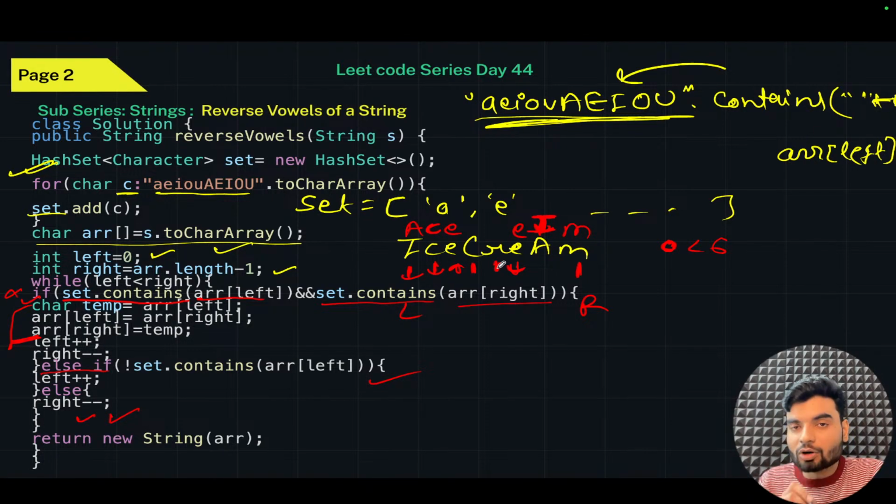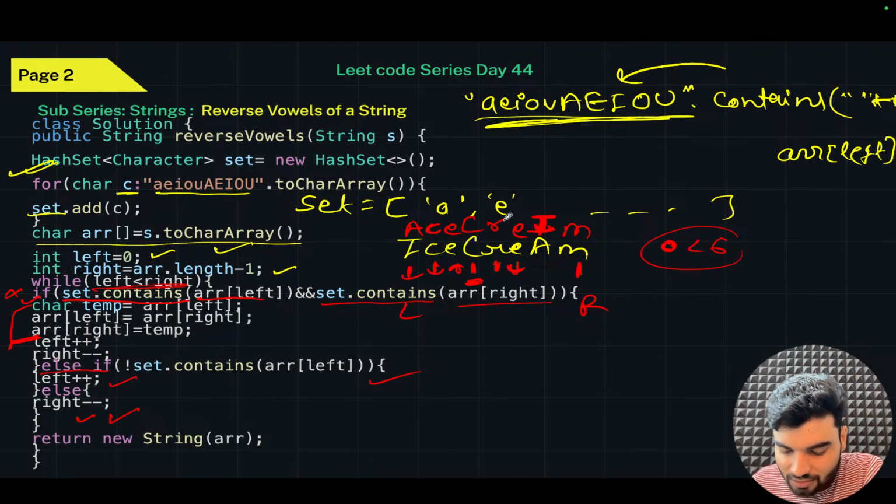Now you'll check, does the set contain C? No. Does the set contain R? No. Then first time you'll do left plus plus, next time you'll do right minus minus, and now left and right are both pointing to the same place. When they point to the same place, this while condition becomes false and you stop executing.